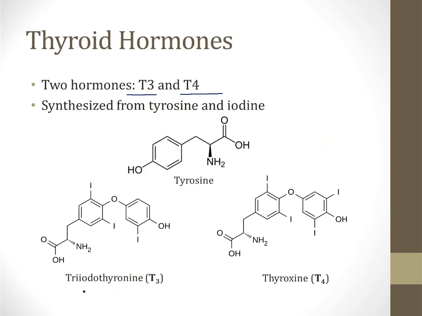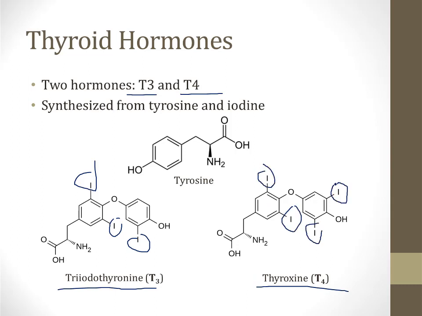The bottom left side of the screen is the structure of T3. It's also called triiodothyronine, and you can see that it has 1, 2, 3 iodine molecules, hence the name T3. The bottom right side of the screen is the structure of T4, which is also called thyroxine, and T4, as you can imagine, has 4 iodine molecules, hence the name T4. Both of them are synthesized from the amino acid tyrosine. I've shown you tyrosine's structure on the screen here. You can see that it has a benzene ring and a hydroxyl group, and tyrosine molecules are going to be combined with iodine in order to create T3 and T4.